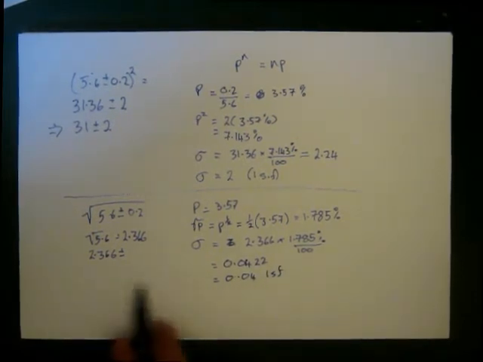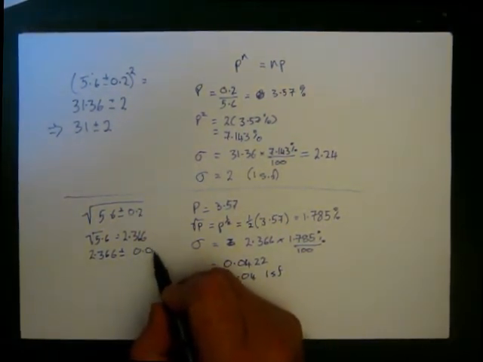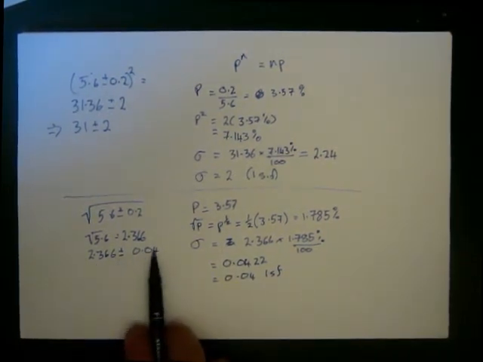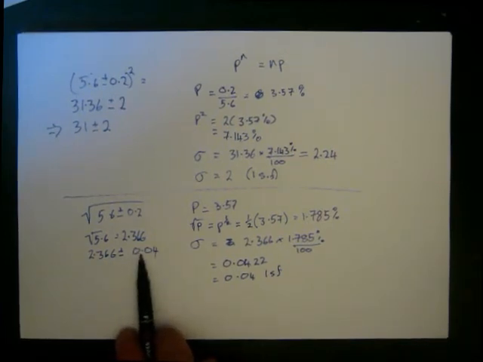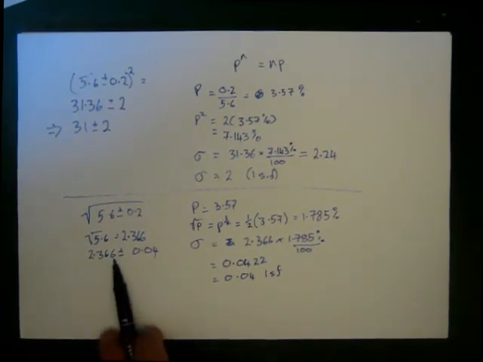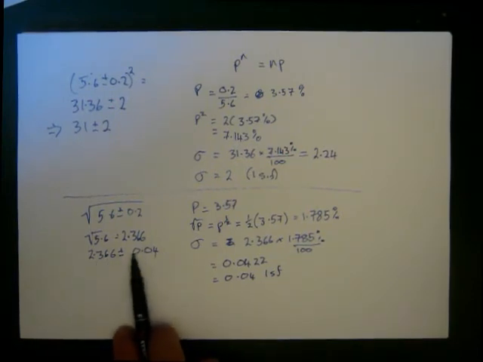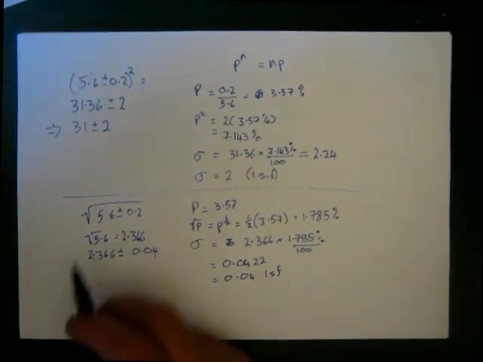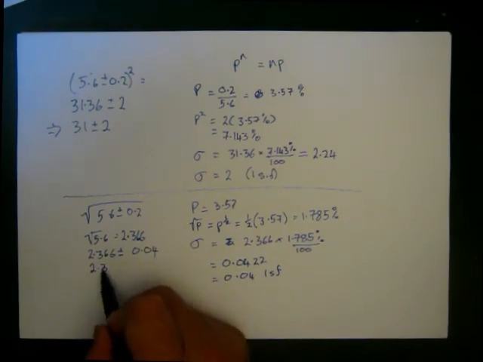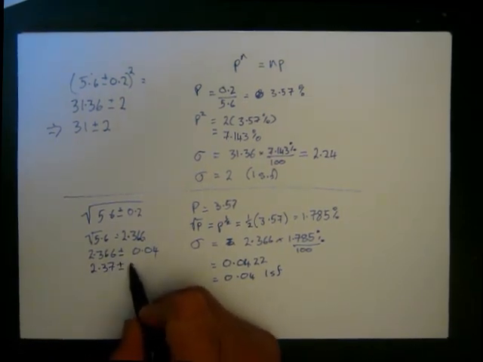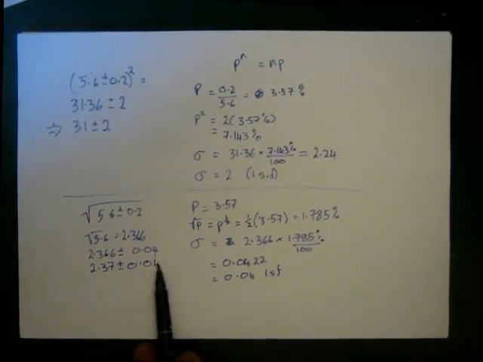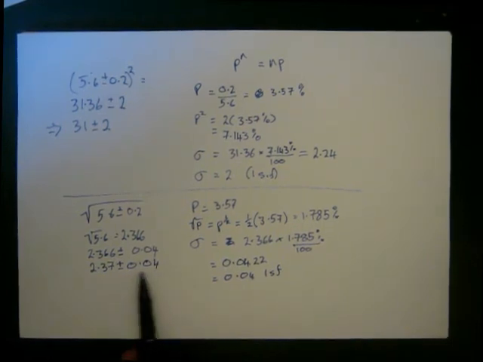So let's put that in here. This is going to equal 0.04. And then we notice that this is at 2 decimal places. This answer goes to 3 decimal places. There's no point in going to 3 decimal places because this decimal place vanishes into the uncertainty. So we'll just round that off to 2 decimal places. So it becomes 2.37 plus or minus 0.04. And this is going to have a unit. This could be meters or kilograms or whatever.